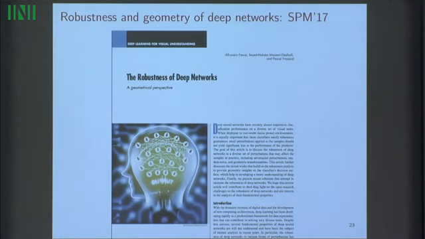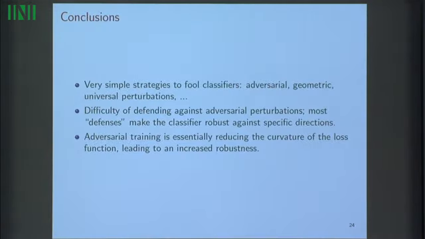I will just mention that these are just some ideas on the relation between robustness of classifiers to adversarial perturbations and geometry, which we summarized in a review article a year ago. And there are more examples of these relations between robustness and geometry. And with that, I'll conclude.